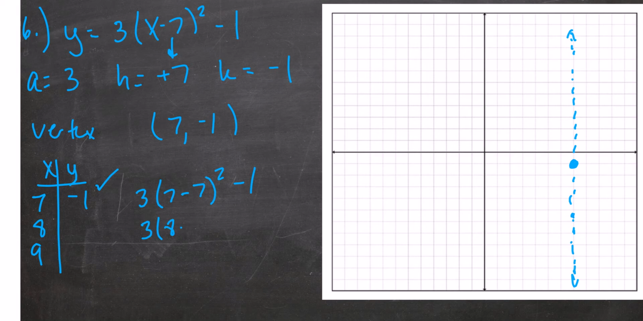Now I'm going to plug in 8, so 8 minus 7 is 1. 1 squared is 1, times 3 is 3, so I get 3 minus 1, which is 2. Now I'm going to pick 9. 9 minus 7 squared is 2 squared, which is 4, times 3, which is 12. 12 minus 1 is 11. So I'm going to go over 7, down 1, over 8, up to 2. I'm going to go over 9, up to 11.